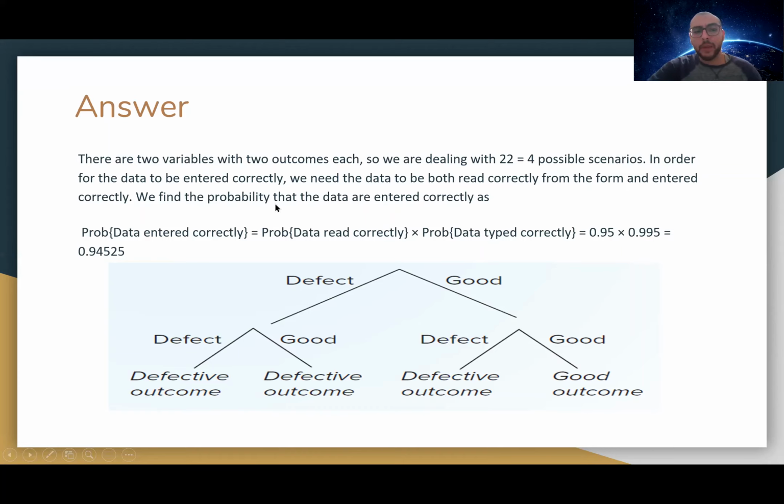And to calculate the probability of the data entered correctly, we will do the probability of data read correctly times the data typed correctly. And that will be the 95% times the 0.5%. And that will give us a final result of 0.94% of data being entered correctly into the system.